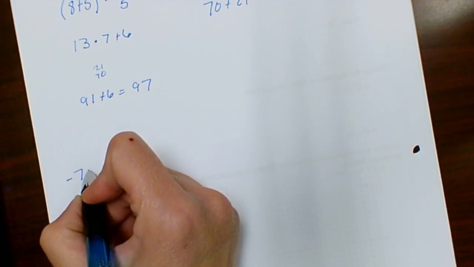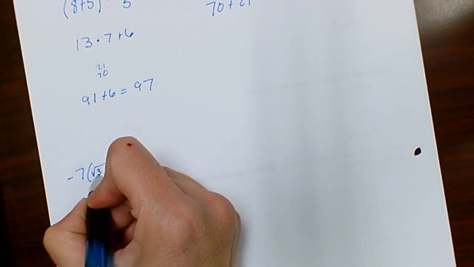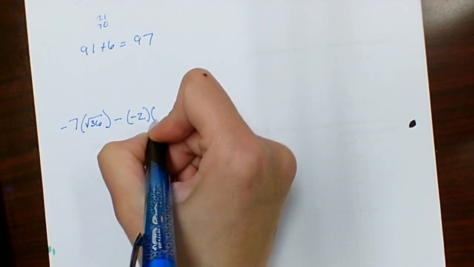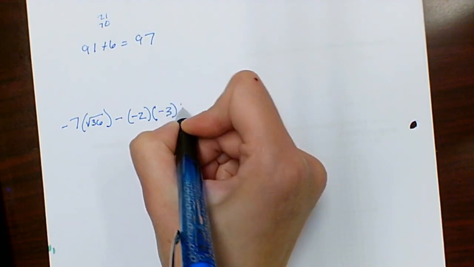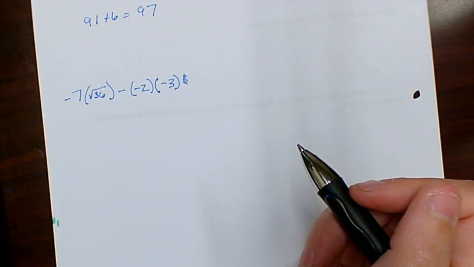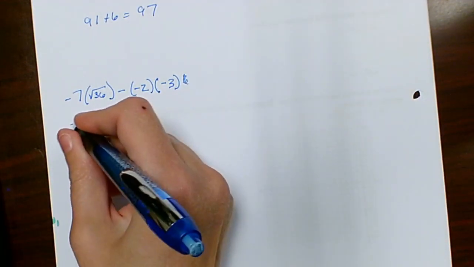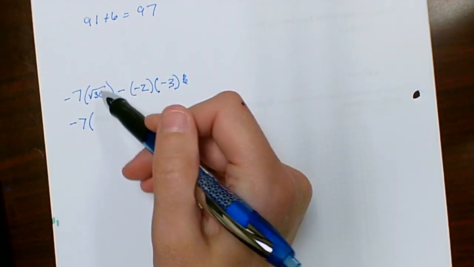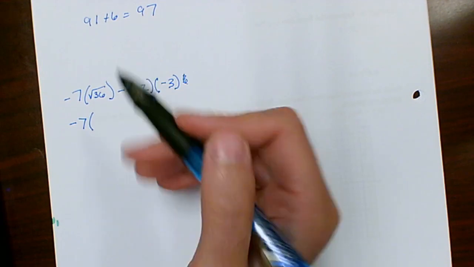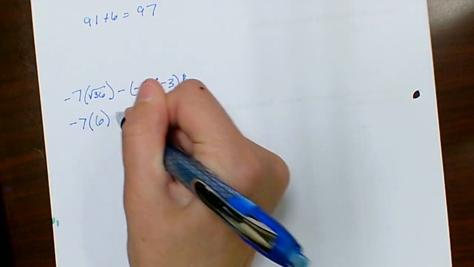Negative 7 times square root 36 minus negative 2 times negative 3. Okay, we've got a lot of simplifying to do. So the first one is the square root. It's the same thing as exponents. So square root of 36 is 6.